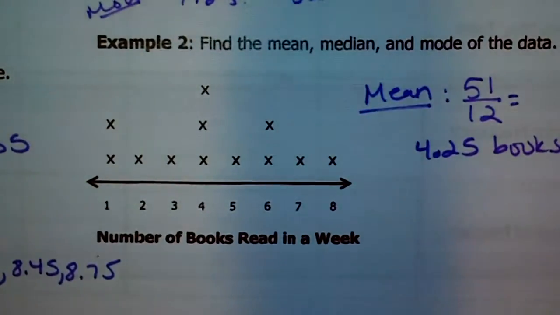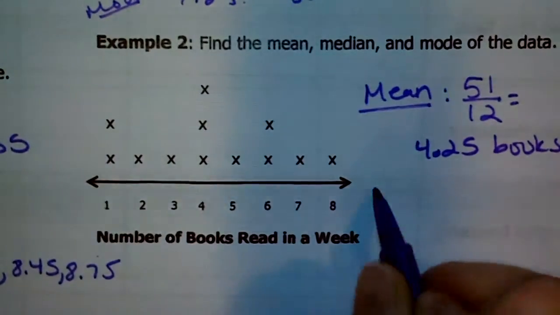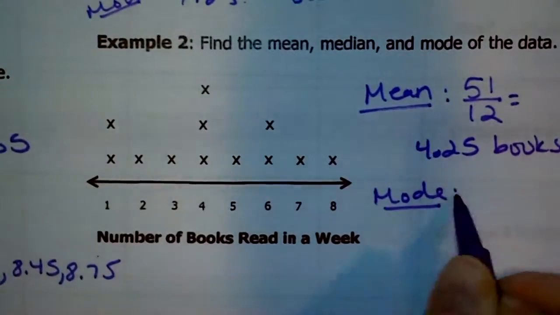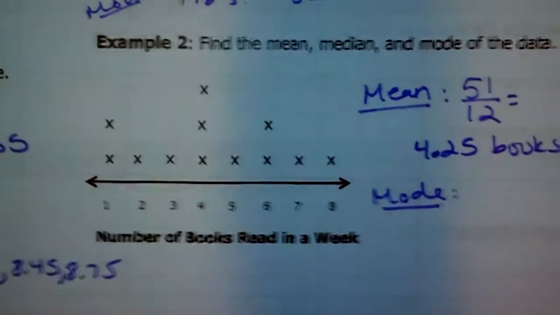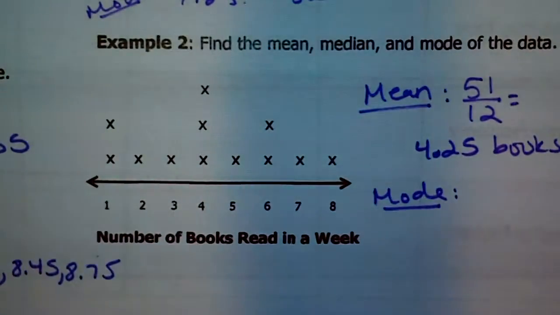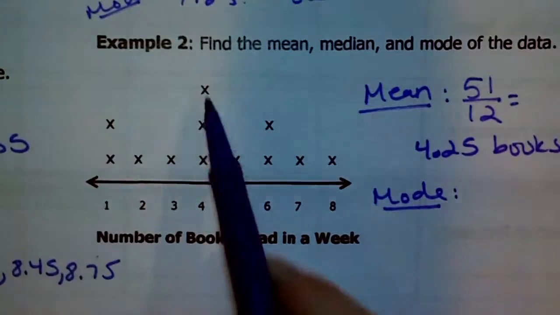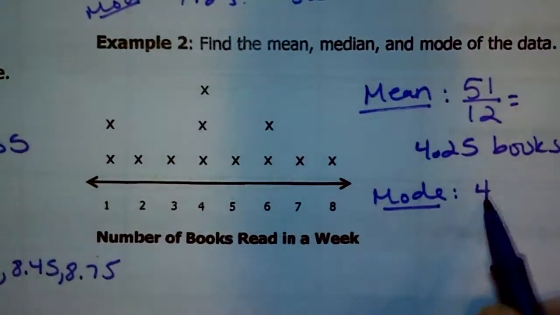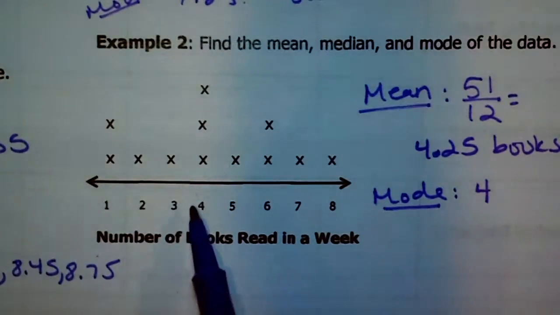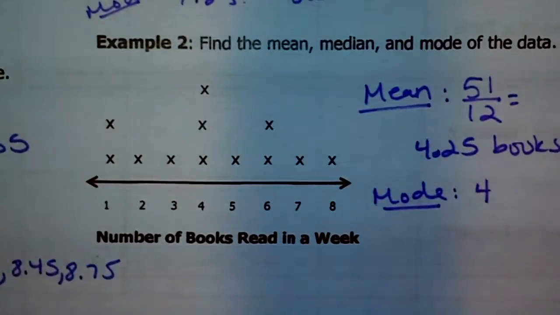Alright, the next thing, let's look for the mode. I like looking for the mode in a graph set up like this because it's pretty easy to identify. You just look for the column that has the most x's in it. So 4 happened 3 times. That means that the mode number of books is 4 because it's the number 4 that happened 3 times.